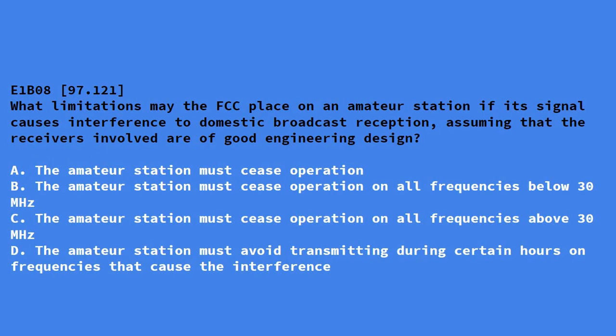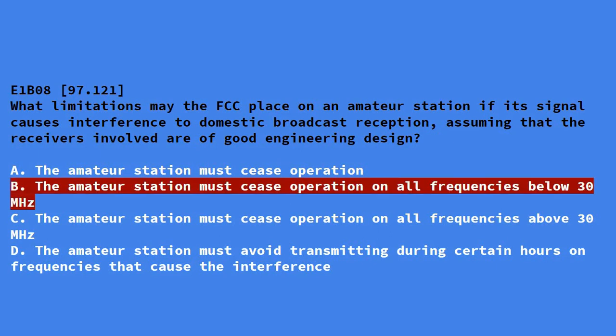E1B08, what limitations may the FCC place on an amateur station if its signal causes interference to domestic broadcast reception, assuming that the receivers involved are of good engineering design? Answer is the amateur station must cease operation on all frequencies below 30 MHz.